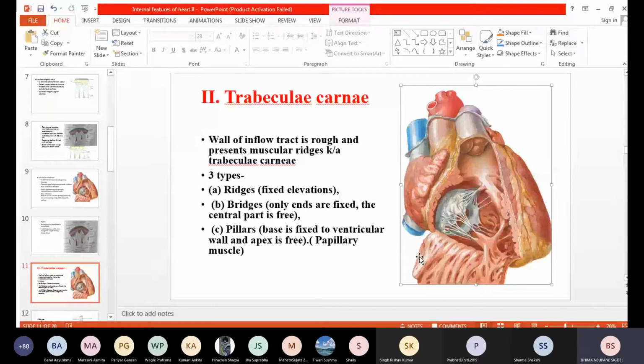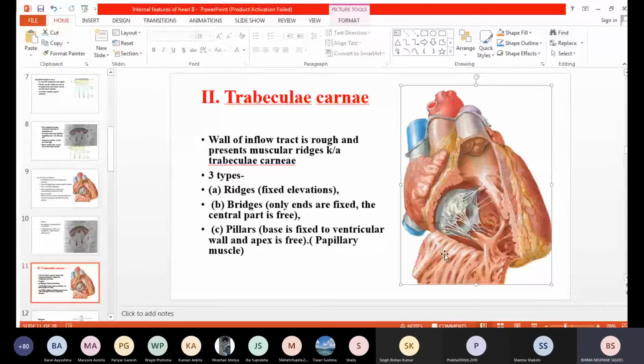There are three types of trabeculae carneae. Again, very important for exams. Remember, all three are very important for exams. Under trabeculae carneae there are three types. First, ridges, the elevated part that you can see. That is the fixed elevated portion present on this part of the right ventricle, known as ridges.